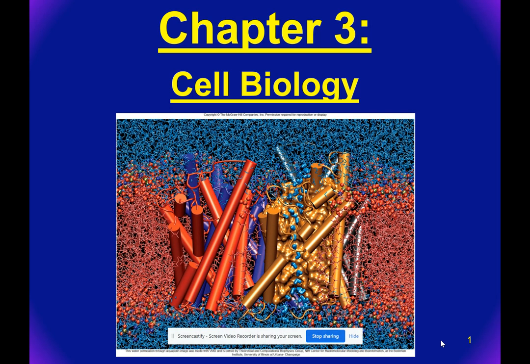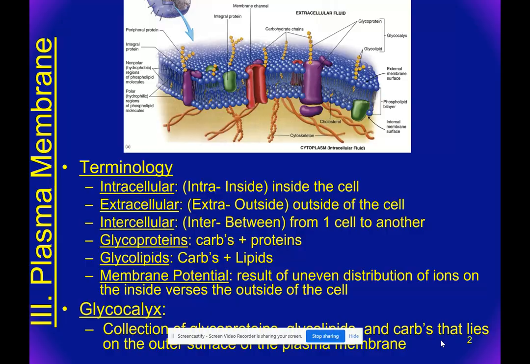The parts of chapter 3 that we're going to cover as a class are actually the ones that are the most relevant to human anatomy and physiology. So, terminology. Terminology is a big part of this class, okay? Terminology is going to help you to kind of learn shortcuts on how to define things. So, the first word here is intracellular. That prefix, intra, means inside.